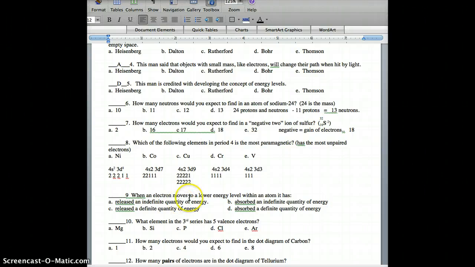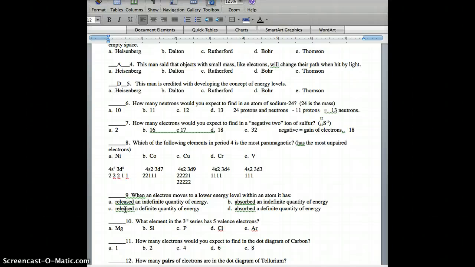All right, number 9 dealt with when an atom moves to a lower energy level. I wanted you to learn 2 things from this question, or this question is kind of reminding you of 2 things. First of all, when the electron goes to a lower energy from a higher energy level, energy is released. So released is the correct answer. It's either going to be A or C.